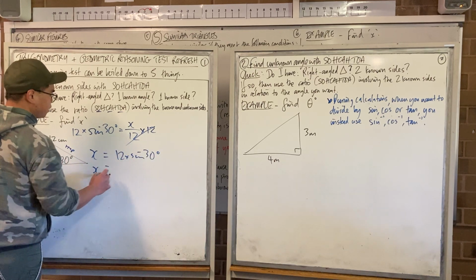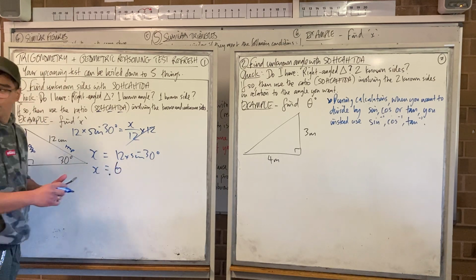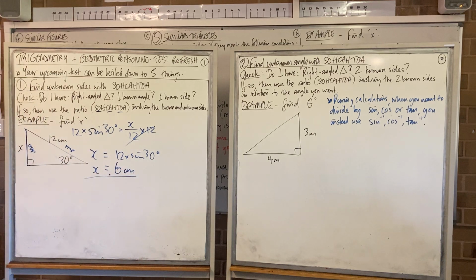And if you have a calculator, I'll have to get mine out now. Sine 30, then times it by 12, I get 6. So what do you get? Check for me. 6 centimeters. Does that show you how to find an unknown side with SOHCAHTOA? That's the first thing. Half of the first page is done.